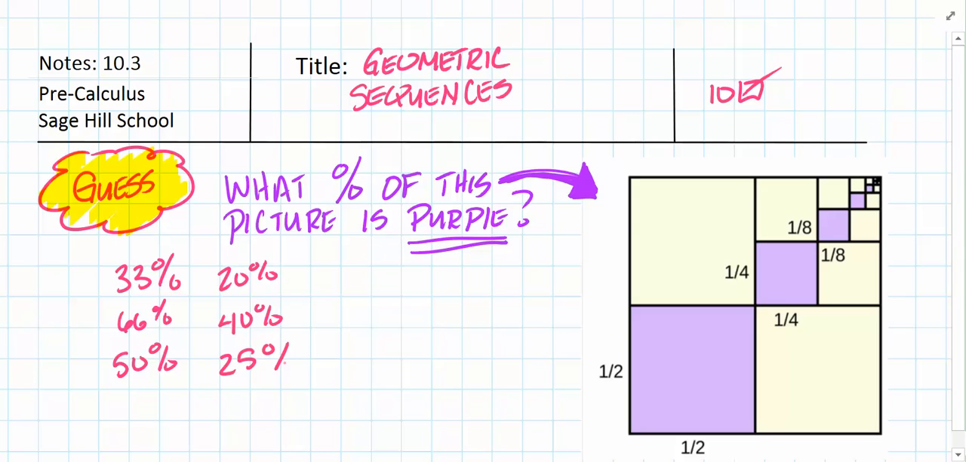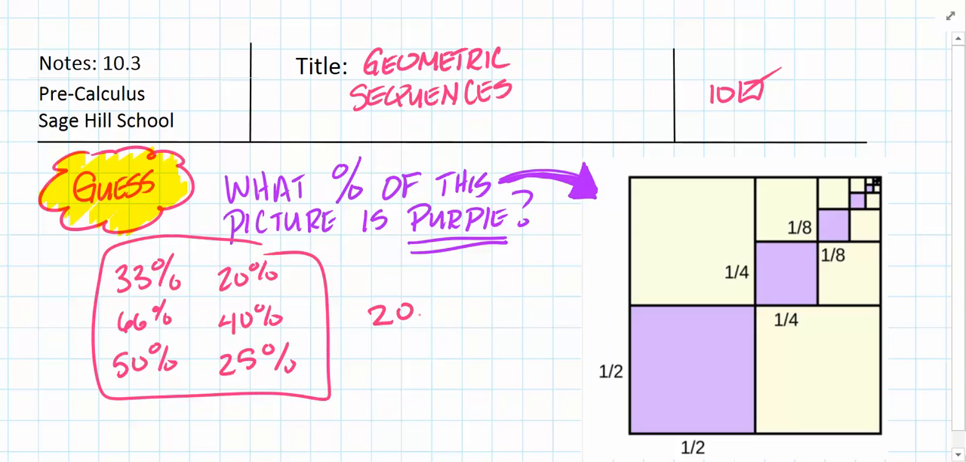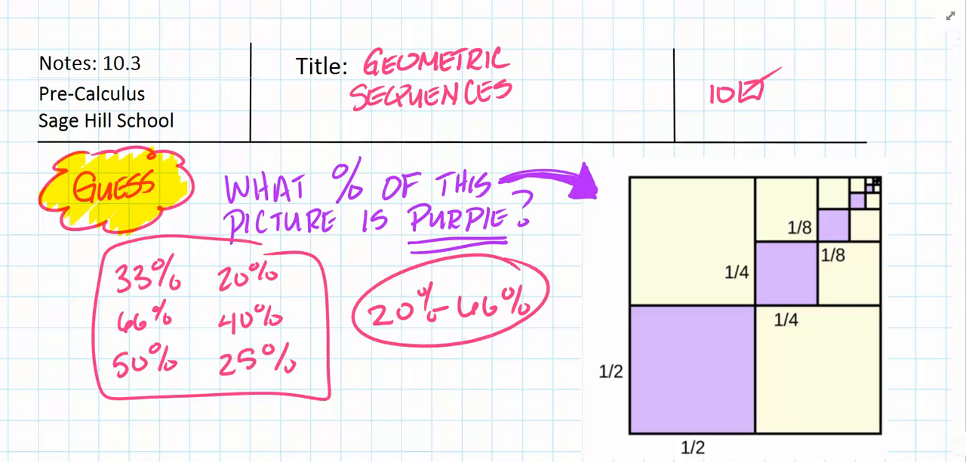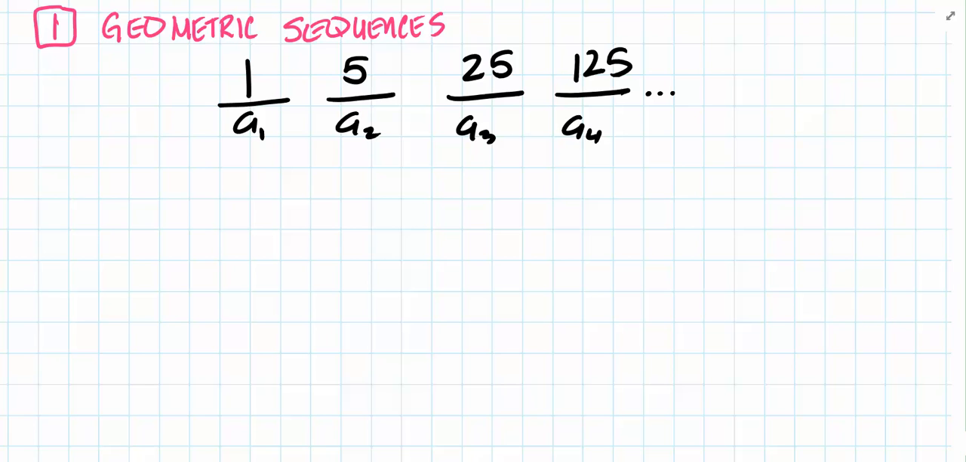Okay. So we think that our guess is somewhere between 20 and 66%. That's our range. You guys agree with that? Okay, so we're going to be talking about geometric sequences today, and the first thing that we're going to do is actually take a look at a geometric sequence. And there's one right there: 1, 5, 7, 125.